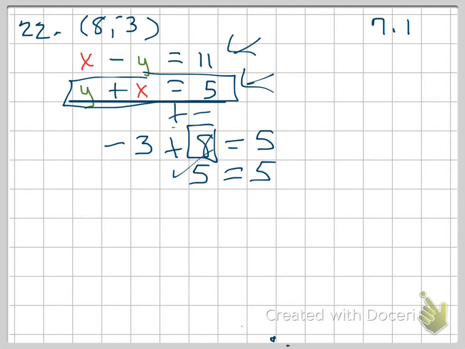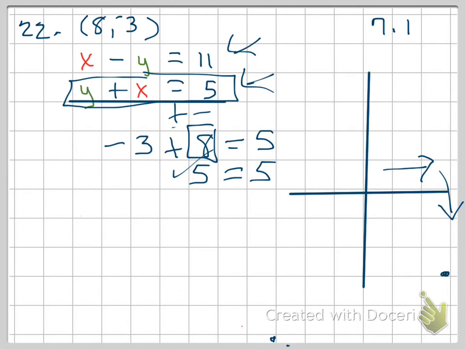And just to remind you that if you have a graph, 8 tells us how far over the x-axis we're going to go, and it's a positive, and then there's negative 3, so we're going over positive on x and down negative on y, so we know it's over here somewhere, which I can't draw exactly with the lines, but it will be down in this quadrant here.